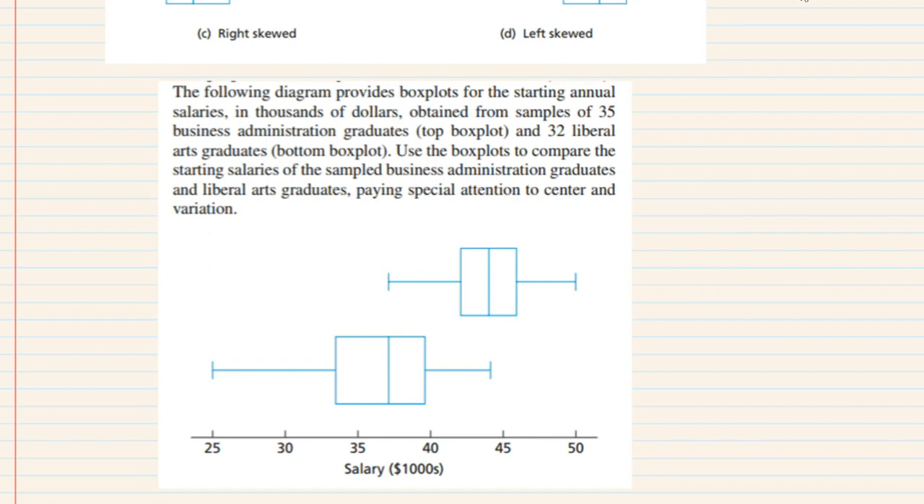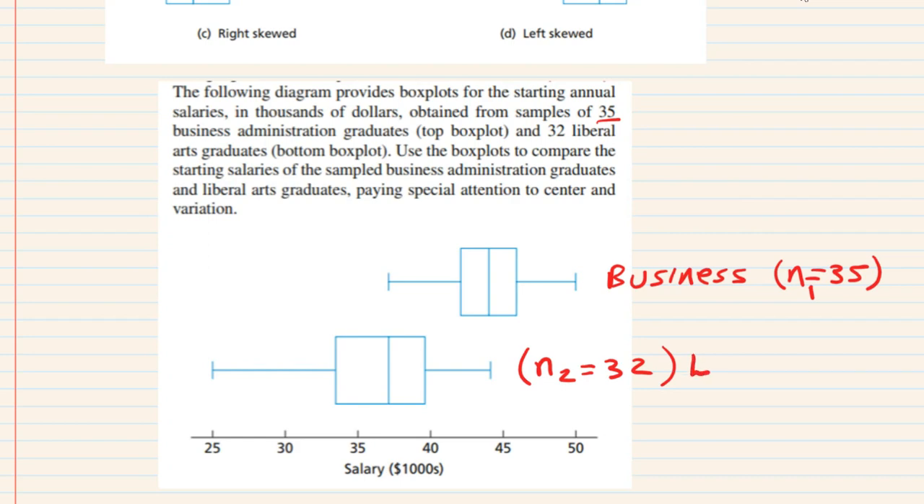In this example, we're looking at the box plots for starting salaries in thousands of dollars for a sample of 35 business administration graduates. This is the top one, the business people. The lower box plot is for 32 liberal arts graduates, the second sample of size 32. So the sample sizes are decent, comparable. And this one is LA, liberal arts.